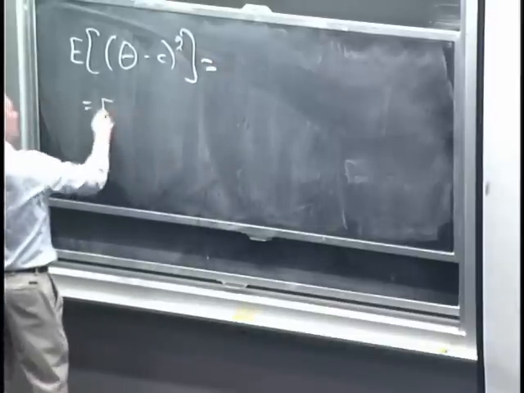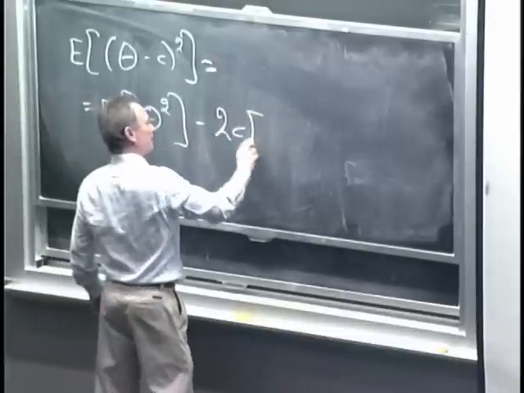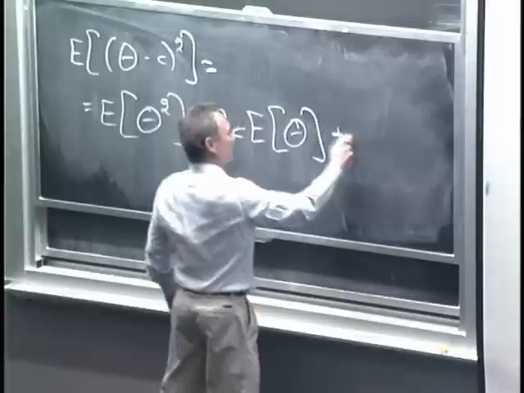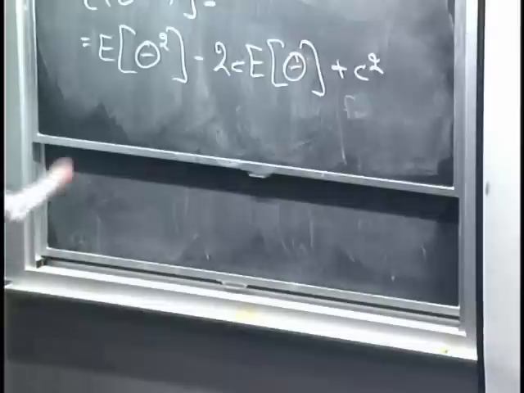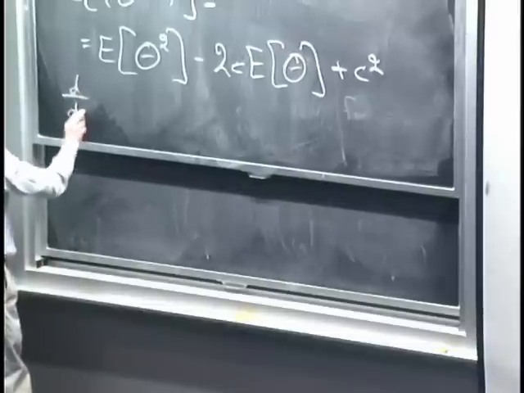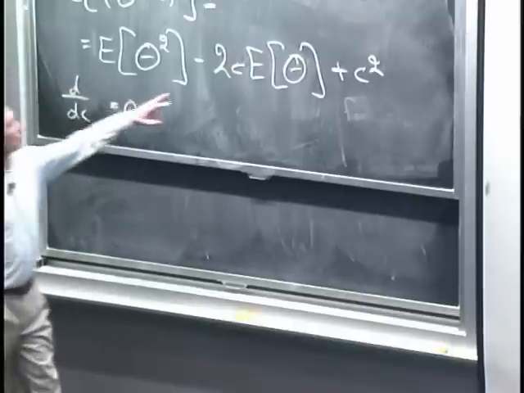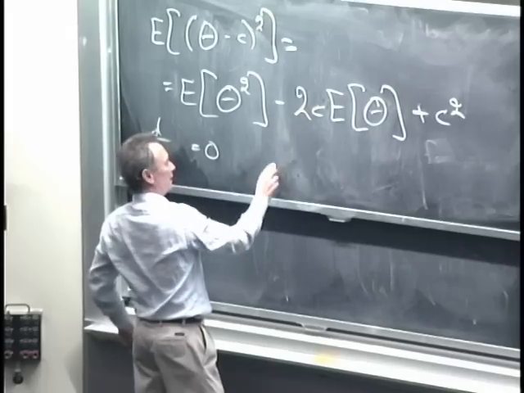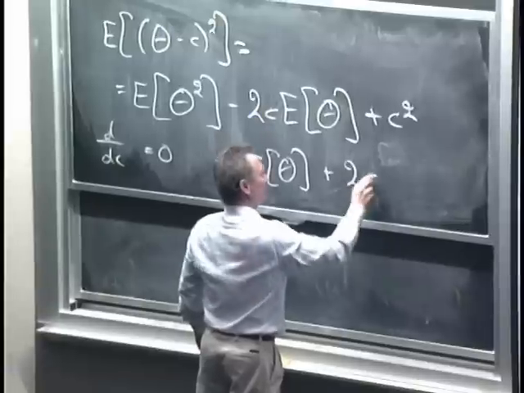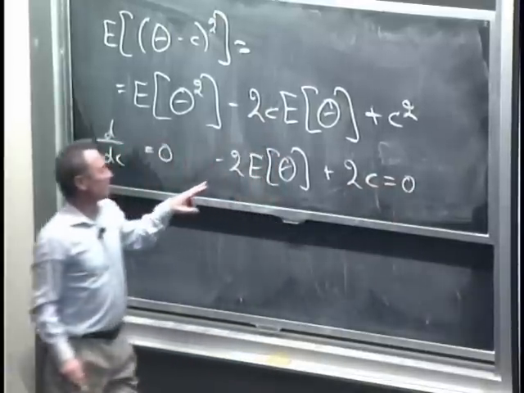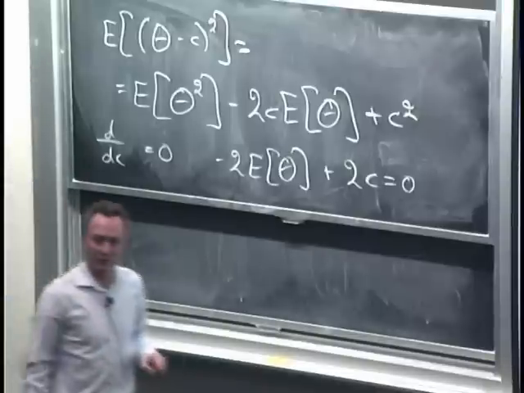And it is using linearity of expectations, expected theta squared minus 2c expected theta plus c squared. That's the quantity that we want to minimize with respect to c. To do the minimization, take the derivative with respect to c and set it to 0. So that differentiation gives us minus 2 expected value of theta plus 2c is equal to 0. And the answer that you get by solving this equation is that c is the expected value of theta.